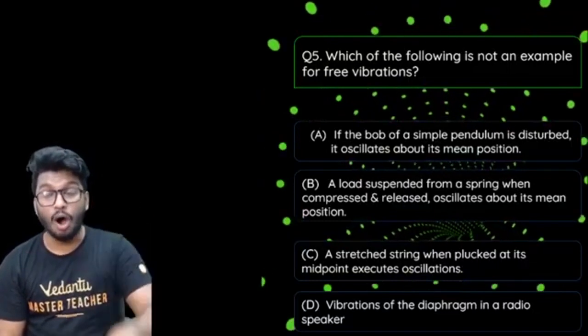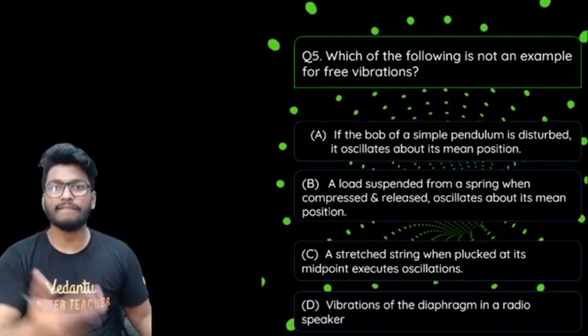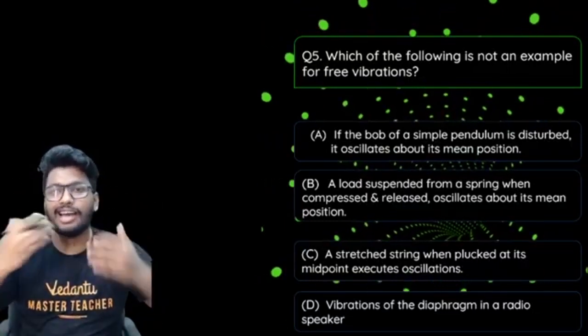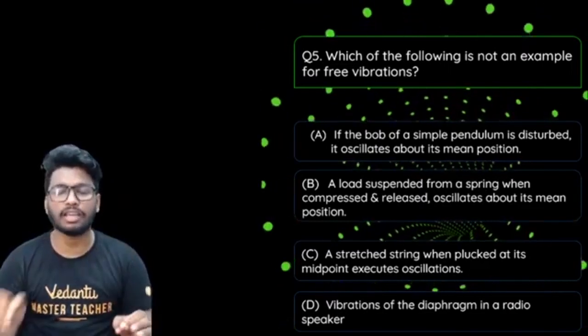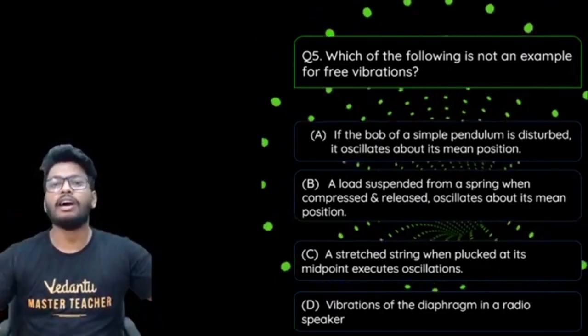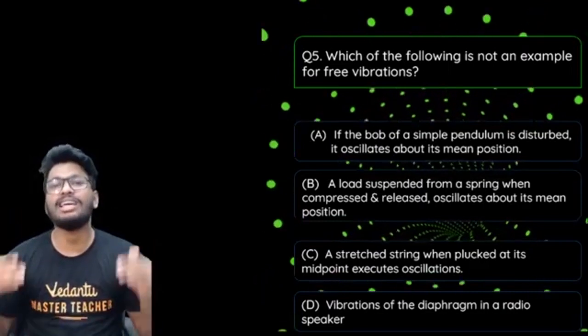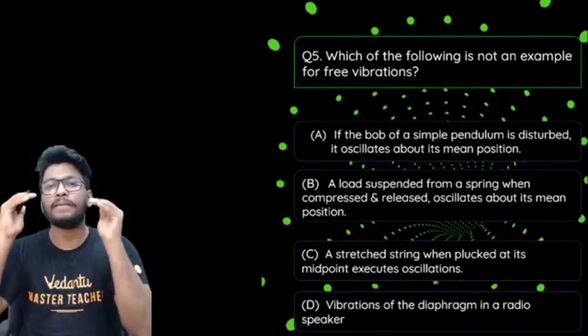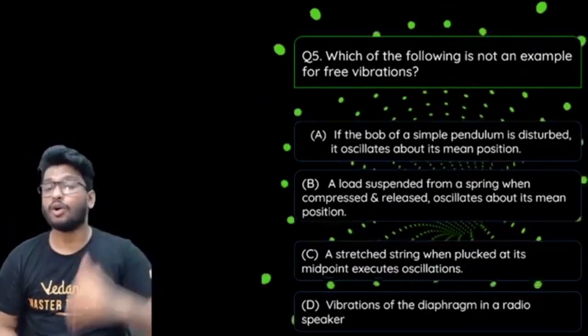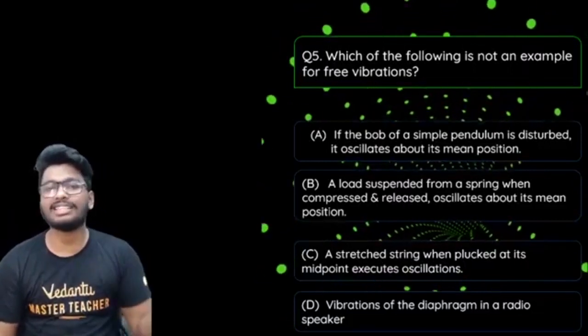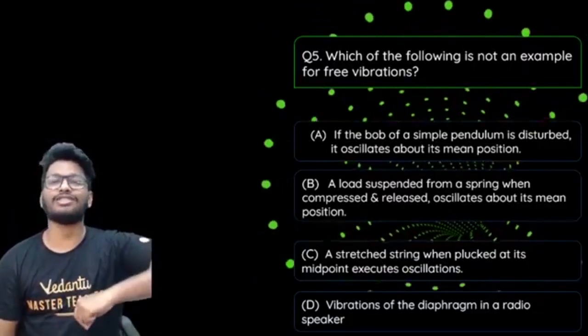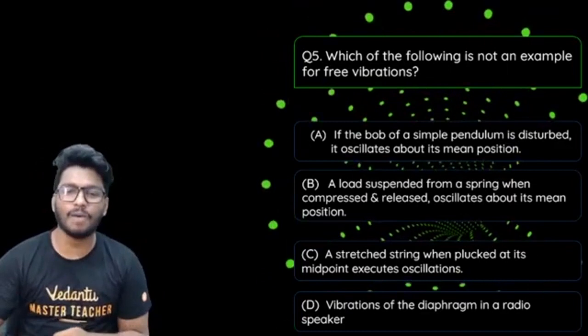Which of these is not an example of natural vibration, which is nothing but free vibration? Natural vibration and free vibration are the same thing. It's not two different types of vibration. Natural and free mean the exact same thing. So which of these is not an example of free vibration, people? And the answer to that question in 5, 4, 3, 2, 1.